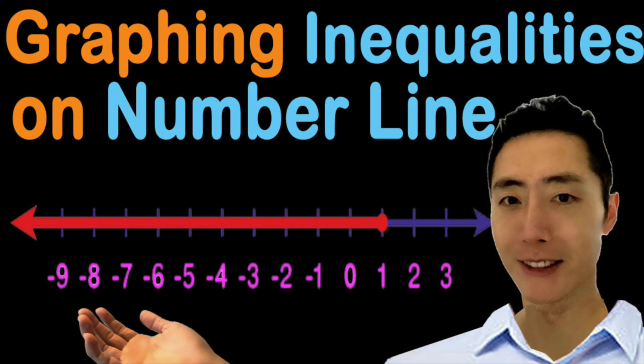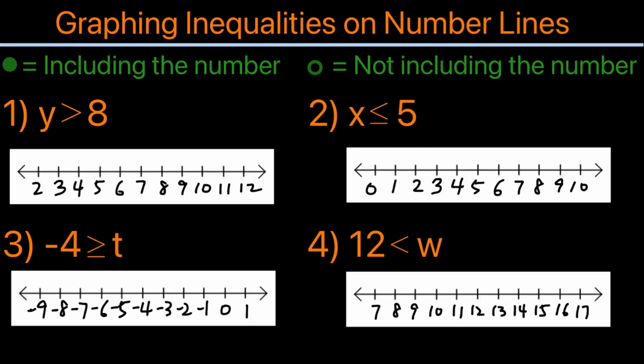In this video, I'll be going over how to graph inequalities on the number line. The important part we want to understand about how to graph on a number line is, one, we need to watch out for how we graph the dot. If it's a solid dot like so, it means that it will include the number. And if it's an open circle, it means that it does not include the number.